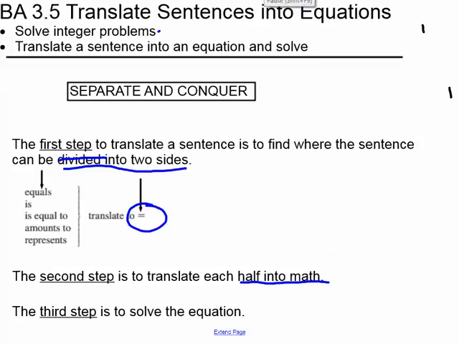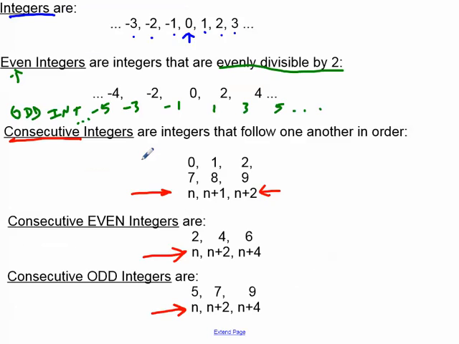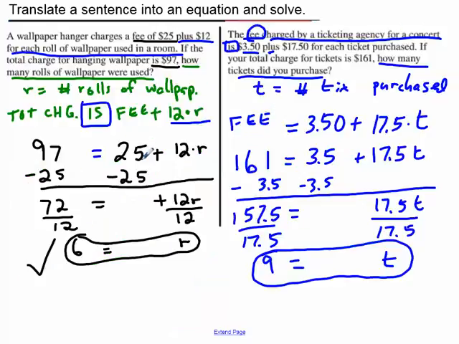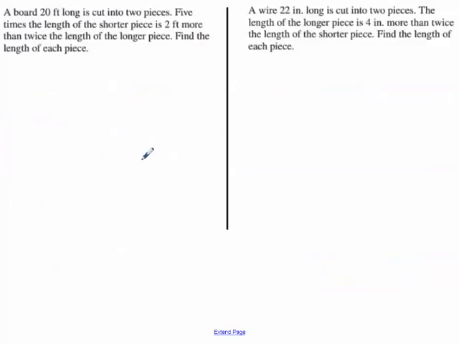Going to talk about the last example, I think. Translate sentences into equations and then solve an equation or maybe a system of equations. We're always going to look to separate and conquer: find the equal sign that separates one side of the equation from another, and then translate each of the sides of the equation, each of those expressions, because that'll be easier. Let's take a look at this one.